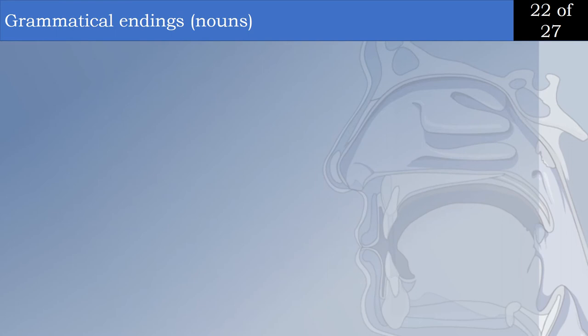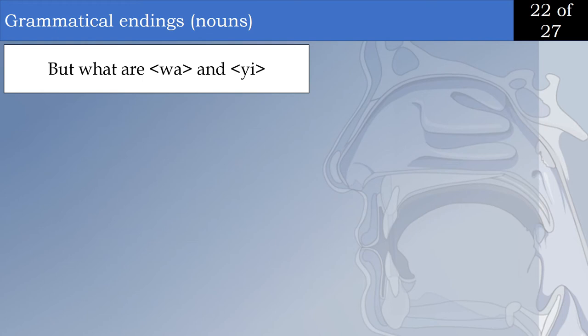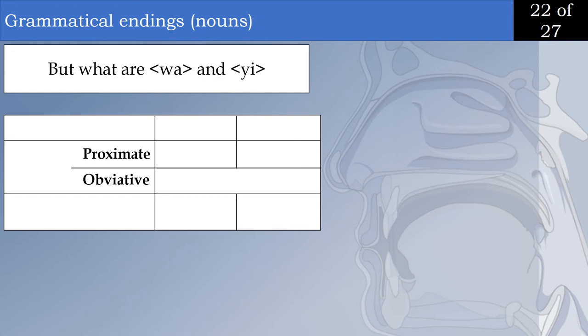A few minutes ago, we were talking about wa and yi. These are actually grammatical markers that attach to the ends of nouns to tell you something about what the noun is doing in the sentence. Linguistically, Blackfoot is described as a proximate, obviative language. To go into depth about what these two terms mean would require a completely separate lecture. For now, let's think of them kind of like a subject and an object of the language. If a noun is the subject of the sentence, the thing doing the action, it'll take a wa marker. If a noun is the object of the sentence, the thing having the action done to it, it'll take a yi marker.